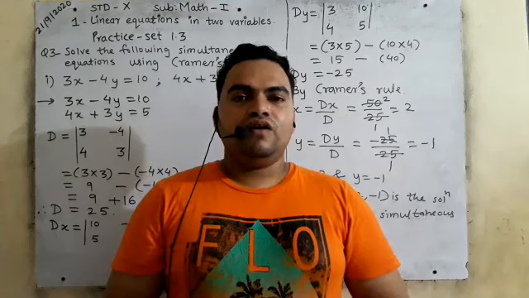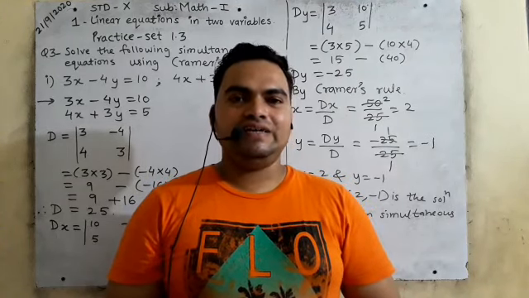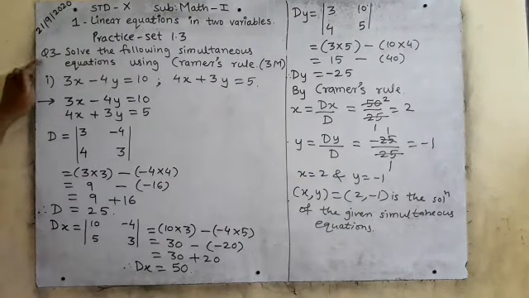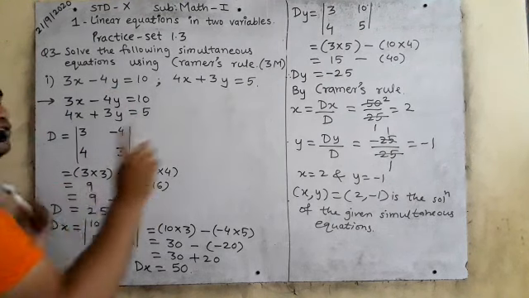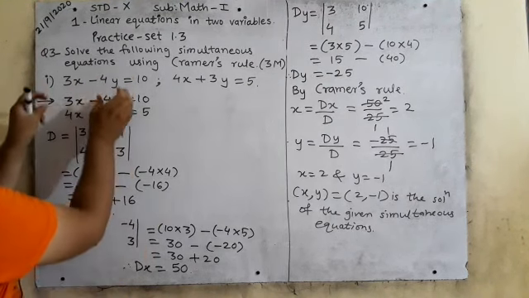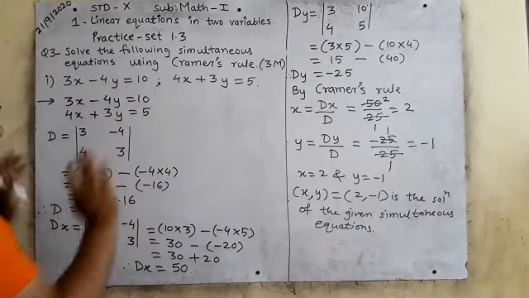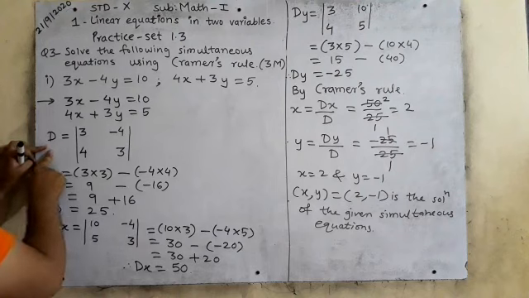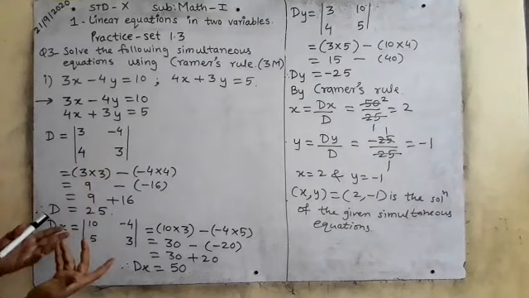Now we will see the next question of practice set 1.3, how to solve the given simultaneous equations by using Cramer's rule. See this first one, question number 3, first one. This is one equation, this is another equation. So the first method is you will write the first equation above and the second equation below it. Now first we will find out d, the determinant.